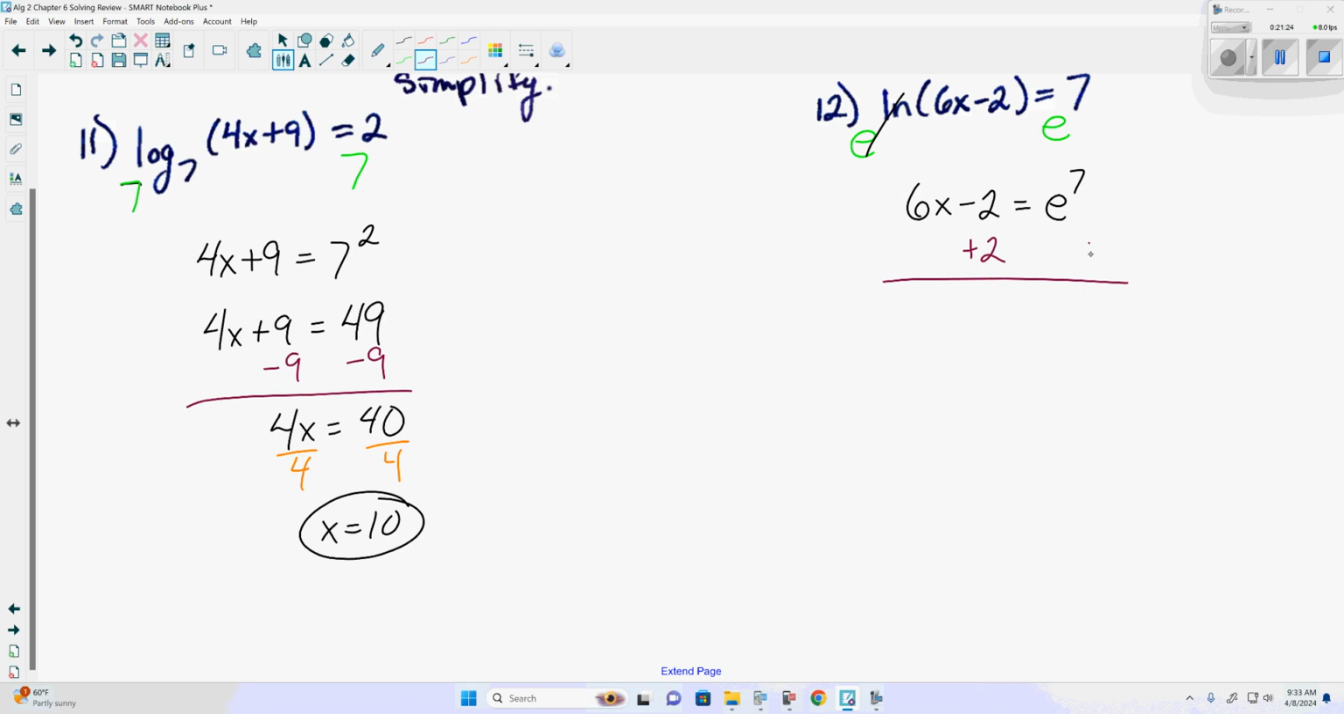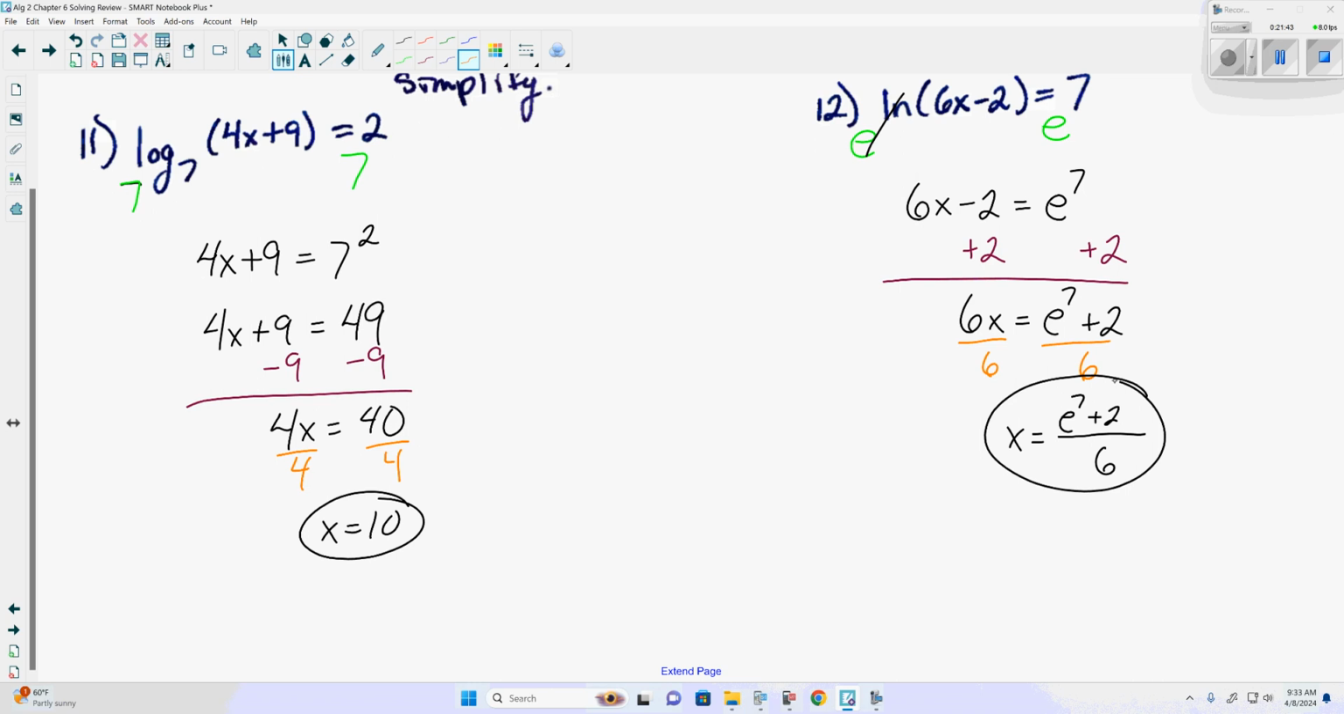So we're going to add 2, telling us 6x is equal to e to the 7th plus 2. Divide by 6, telling us x is equal to e to the 7th plus 2 all over 6. Questions on this here?